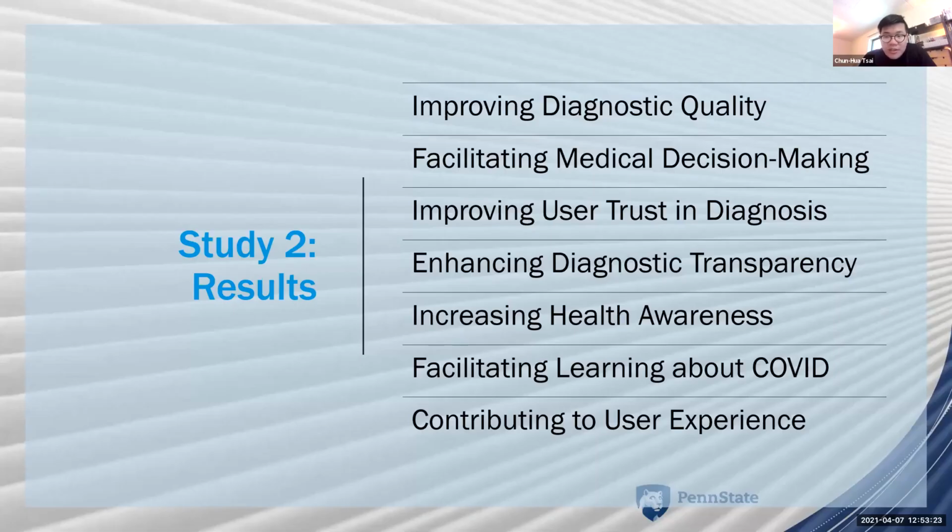Based on the quantitative analysis of survey data from a lab controlled study with 20 participants, we find explanation can significantly increase user perception in multiple aspects. For example, providing explanation can help the user to perceive better diagnosis quality and trust the recommendation more. Diagnostic transparency could help the patient to make informed medical decisions. Explanation could help increase health awareness and facilitate learning about COVID-19 knowledge. Overall, we find providing explanation could contribute to a more positive user experience of using online symptom checkers.